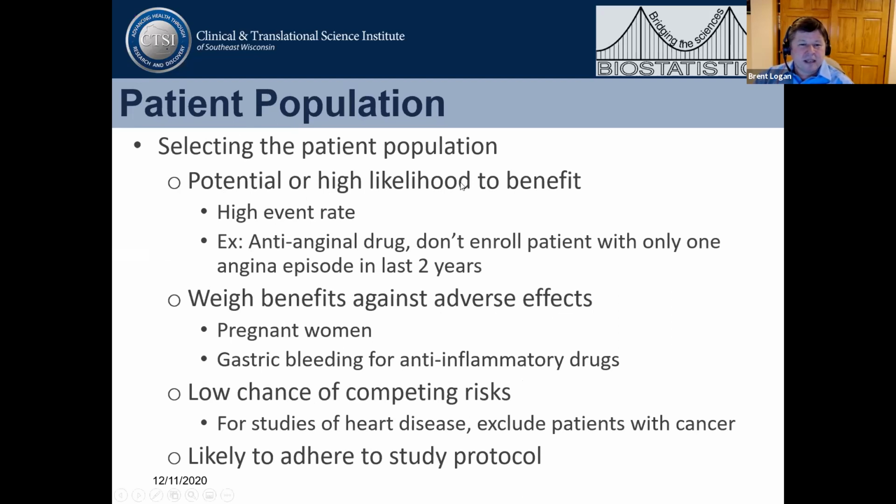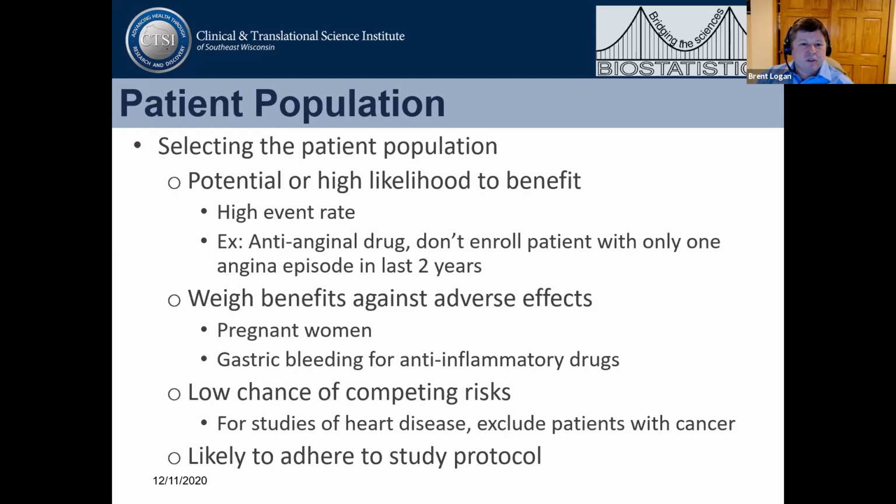You also want to consider potential or high likelihood to benefit. So the concept of enrichment is useful in thinking about this. You want a high event rate. You want the patients that you include in the study to have a high event rate, so that it's easier to demonstrate a benefit. So for example, if you have an anti-anginal drug, you don't necessarily want to enroll patients that have only had one angina episode in the last 2 years. You want the patients that have had more frequent angina, so that you are more likely to see a benefit of the drug.